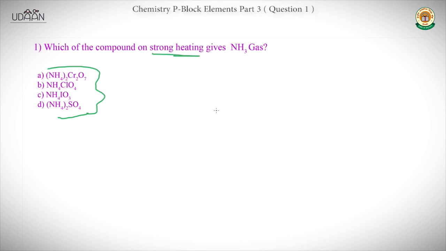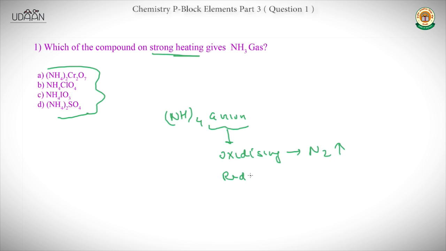As I mentioned in the theory, if the anionic part of the ammonium salt is oxidizing, I have already mentioned the strong oxidizing anions: chromate, chlorate and iodate. If they are present, if it is oxidizing, then N2 gas is released. And if it is reducing, then ammonia gas is released. So now we have to check which are oxidizing and which are reducing anions.